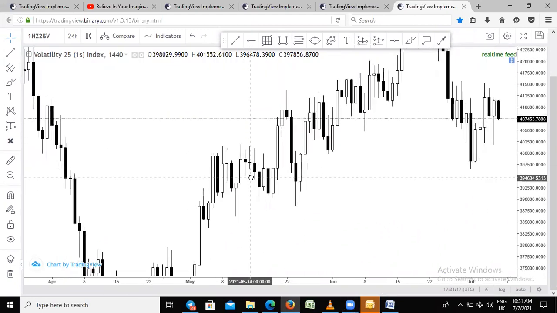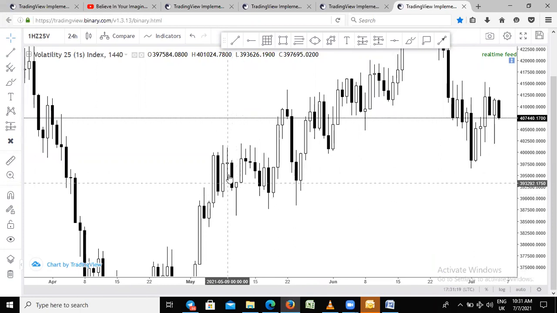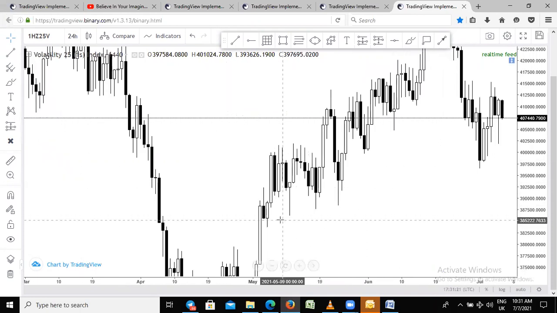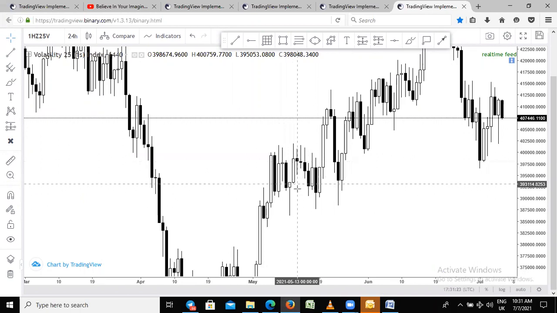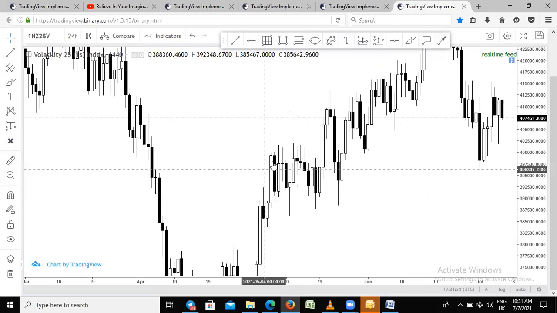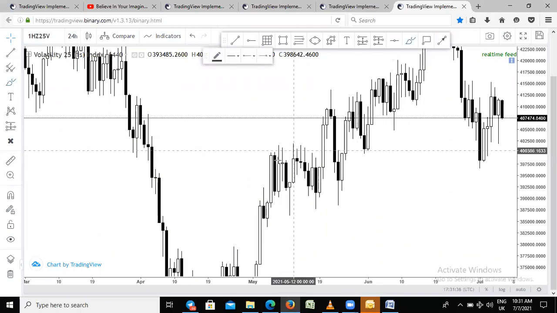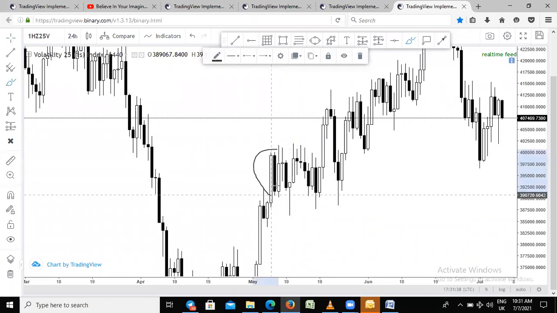Now look at this. What is the first confirmation? I want to see two bearish candles close below the first bearish candle. Let's say this particular candle is the bearish candle, and this is the bullish candle. We want to see two bearish candles, 1, 2, close below it.